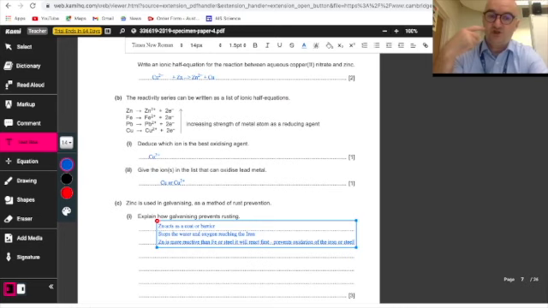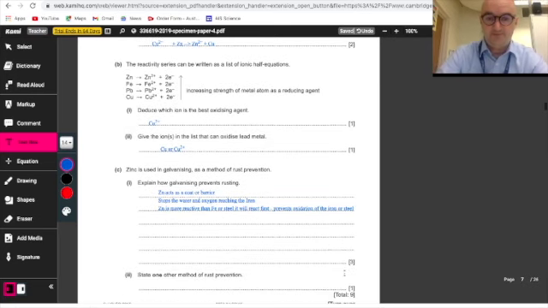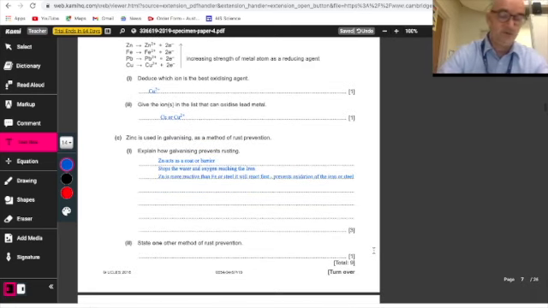So it's sacrificial protection. You're sacrificing the zinc to protect the less reactive iron or steel, as well as the physical barrier in front of it. 3 marks? Yes, very good.